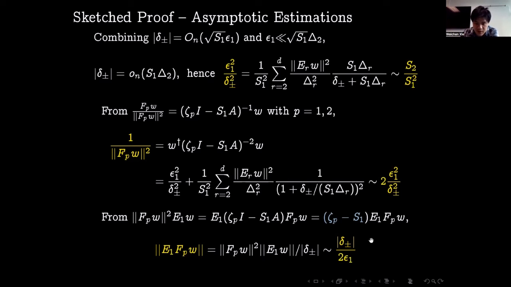Okay. And then we focus on the right hand side and we take the norm. So we get the norm of E1 FPW equals the left hand side: FPW norm square, the norm of E1W, and then dividing by this constant. And this constant, if we focus on P equals 1 and 2, is just delta plus and minus. So we get this term here, the epsilon over the delta plus minus. And then for this FP square, we use the previous result, FP operating on W norm square is just delta square over 2 epsilon square. So we get this expression here. Okay. So these are the terms if we want to do an asymptotic estimation.